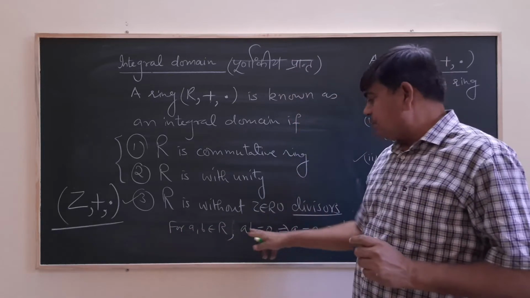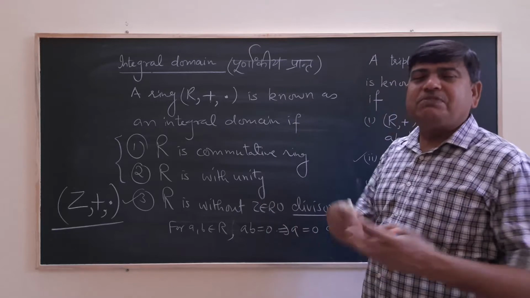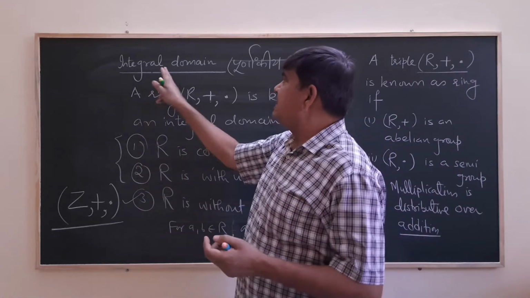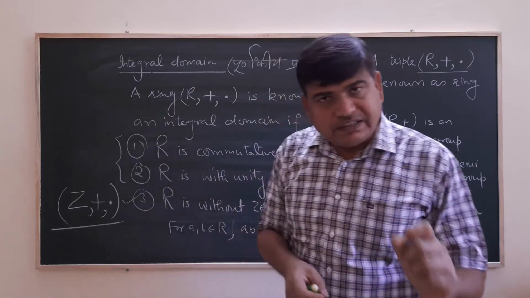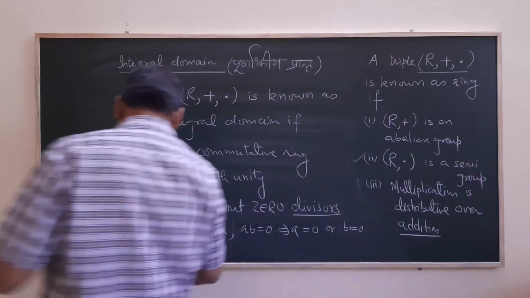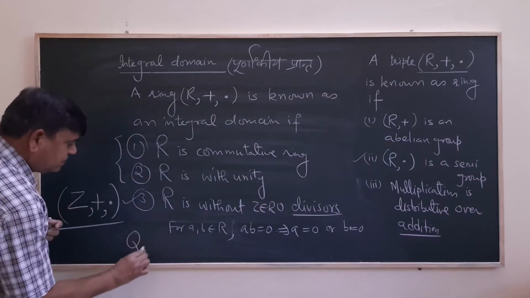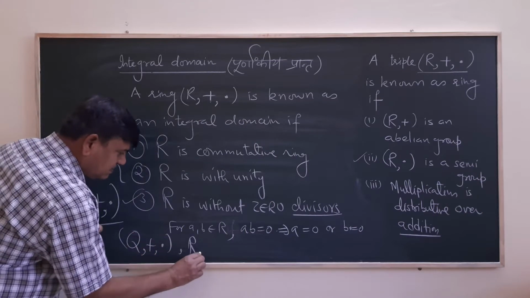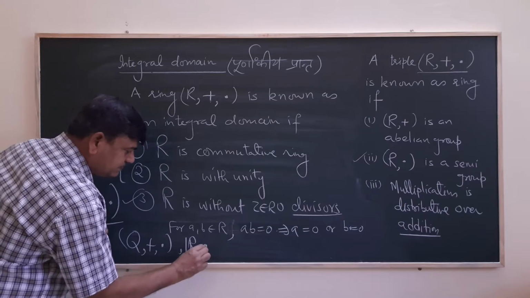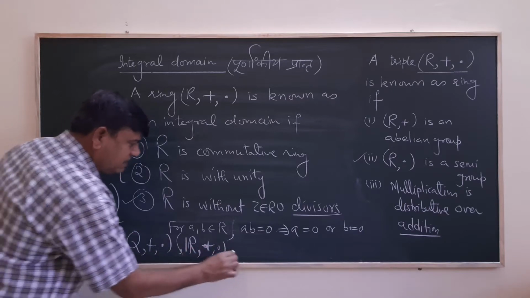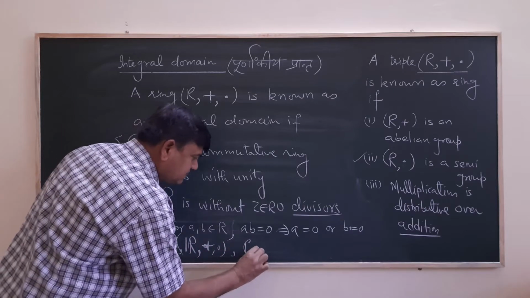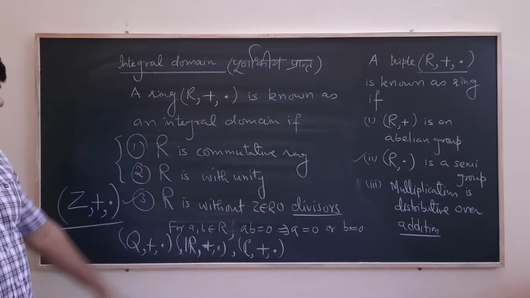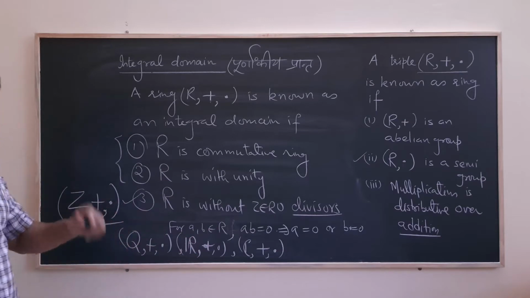Definition: if the product of two numbers is 0, then one of them must be 0. So this is known as an integral domain. Similarly, Q, plus, dot, this is an integral domain. Set of real numbers, integral domain. Set of complex numbers, integral domain. Yes, integral domain, integral domain, integral domain.